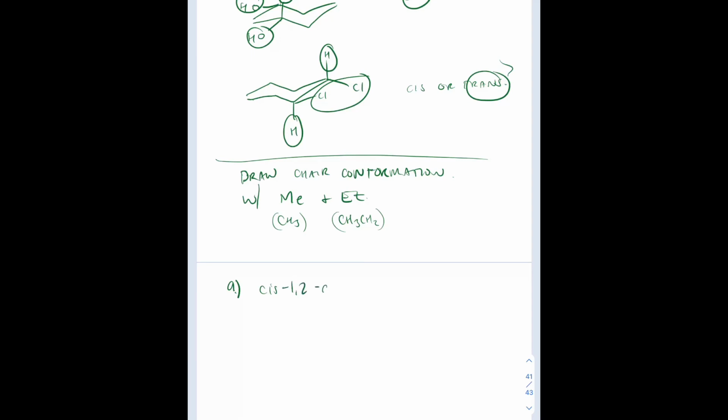cis 1,2 disubstituted cycloalkane with the CH3 in the axial position. Okay, so that means that we need to figure out where the ethyl group goes. So let's go ahead and draw our chair. Oh my goodness, what are you even doing, iPad?